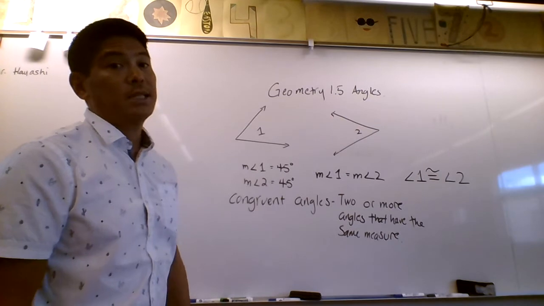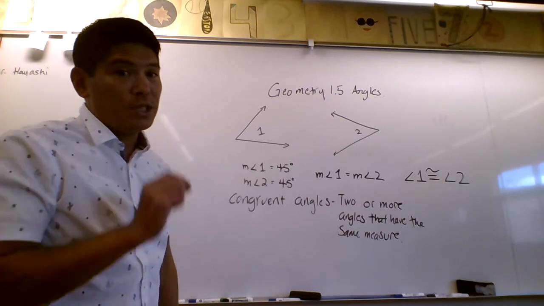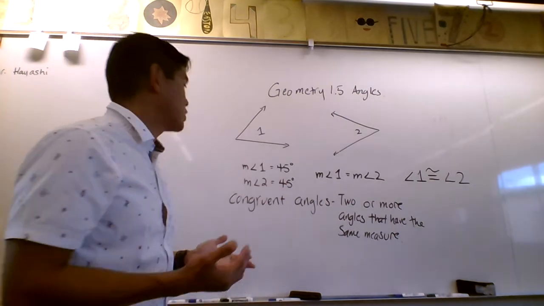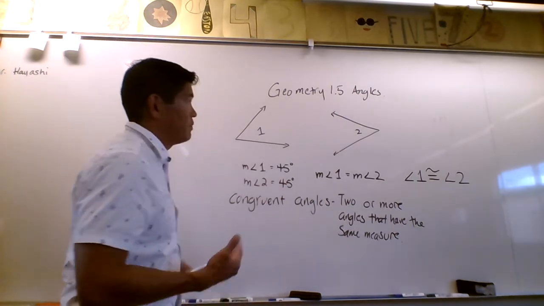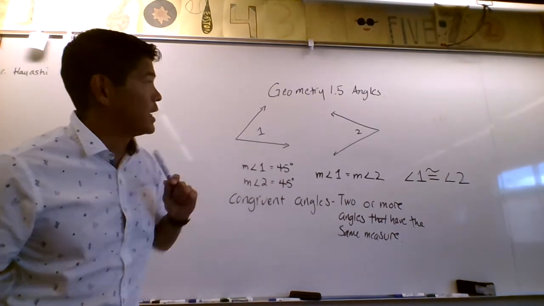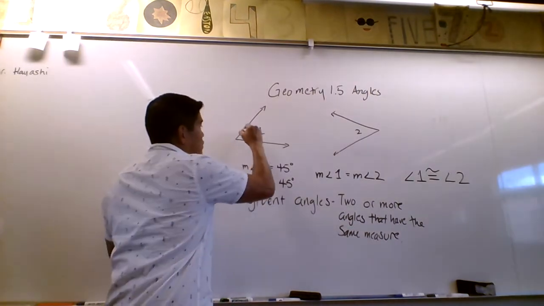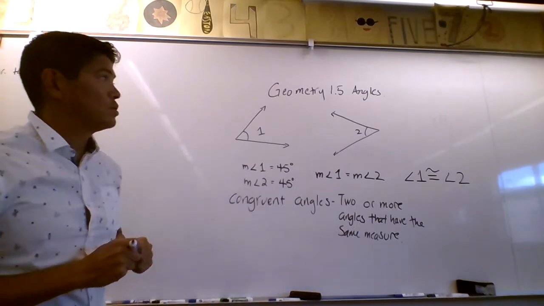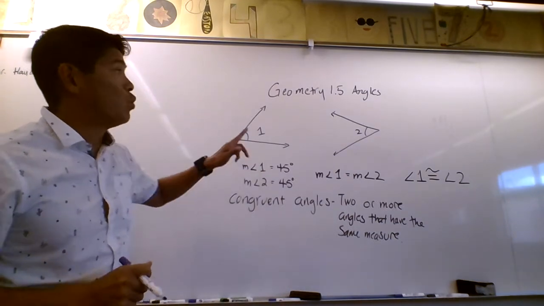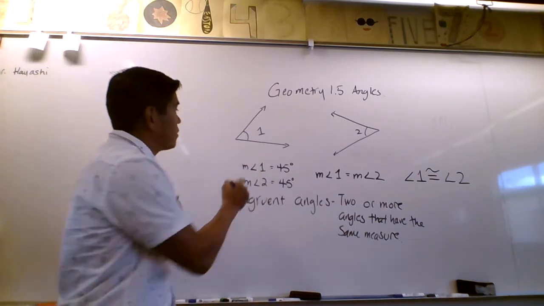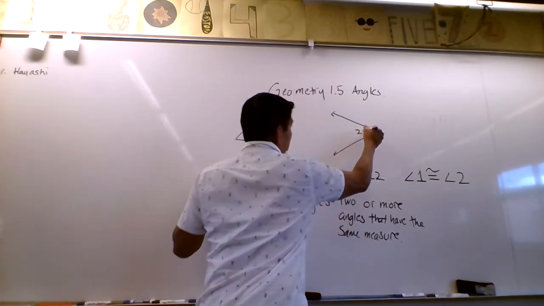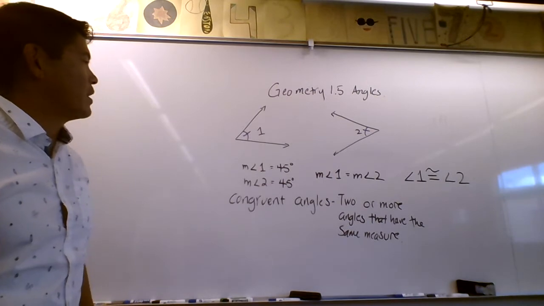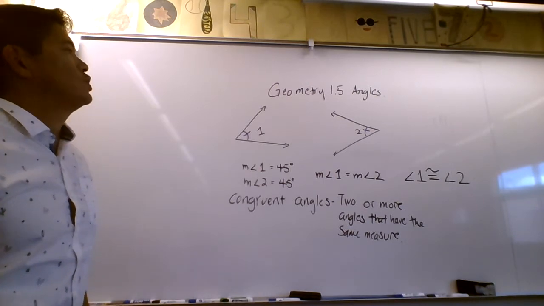Similar with segments as well. If you just have a little slash mark between two segments, that means those segments are congruent. I could use tick marks with angles as well. I could show that these two angles are congruent just by making a little arc between those two angles. That's one way that I could show that the angles are congruent. I could do something like this as well, making a little tick mark inside of the little angle. That shows that the two angles are congruent.